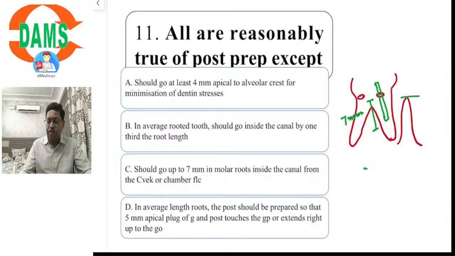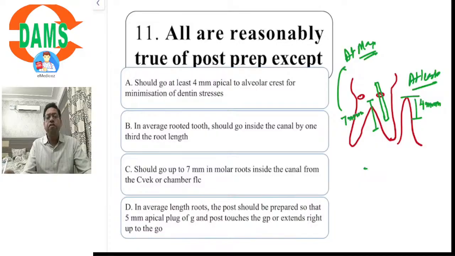The length of the post below the crest of the alveolar bone should be minimum 4 millimeters. This is at least and this is at max. These are the two dimensions relative to the root canal orifice and the crest of the alveolar bone. It is not the total length of the post, but the length of the post that should extend below the root canal orifice should be maximum 7 millimeters. Extending below the crest of the alveolar bone should be minimum 4 millimeter. So it should go at least 4 millimeter apical to the crest of the alveolar bone is true.